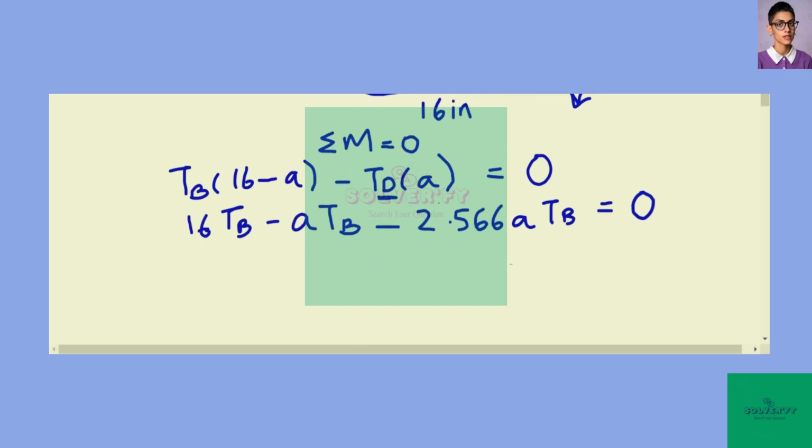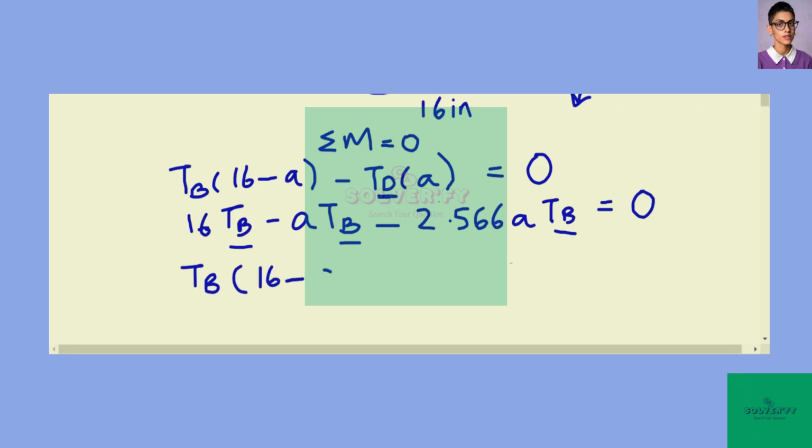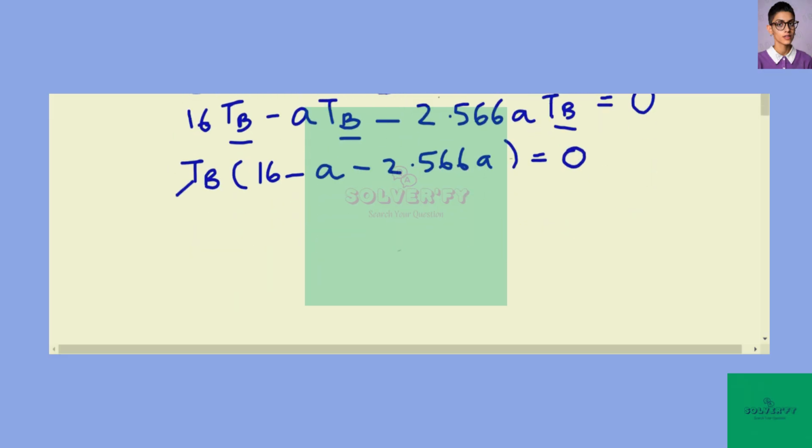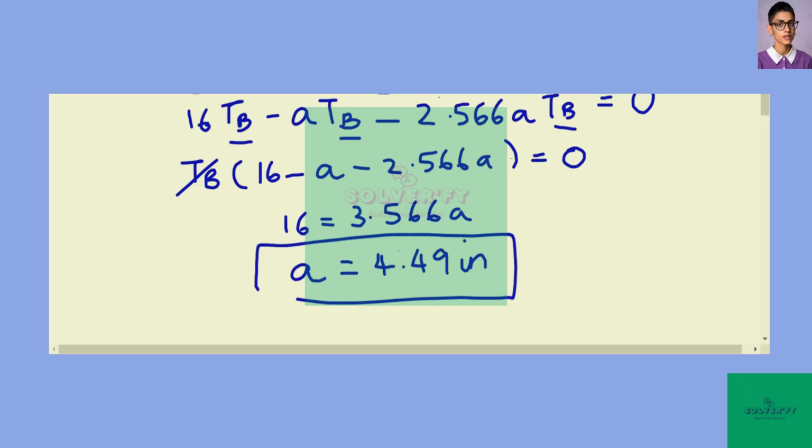So we see that TB is a factor in each component of the equation. So we factor out TB and we're left with 16 minus A minus 2.566A is equal to 0. And so we can set TB aside and we get 16 is equal to 3.566A. And so our value for A, where the self-locking mechanism is not activated, is 4.49 inches. And that's our answer to this question.